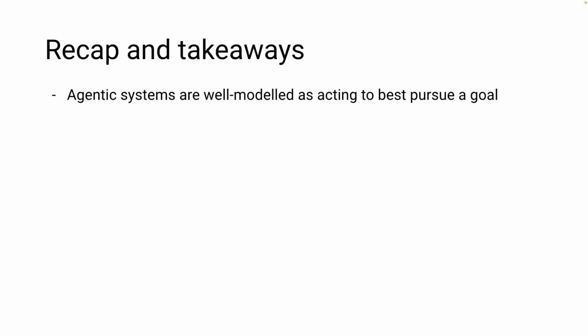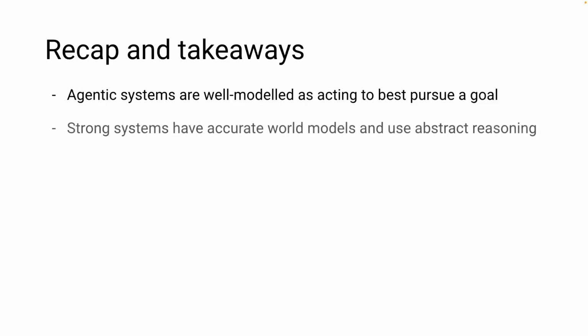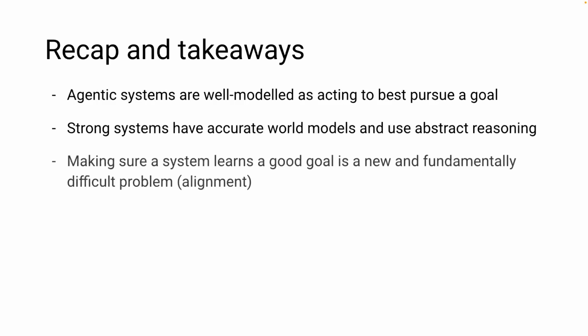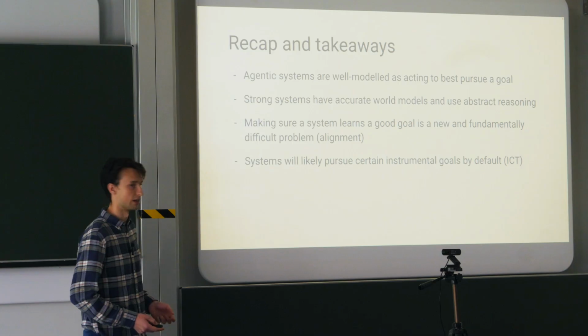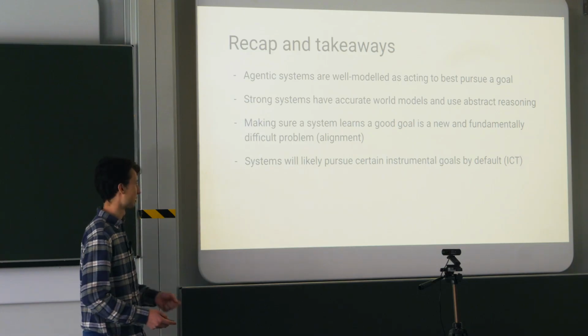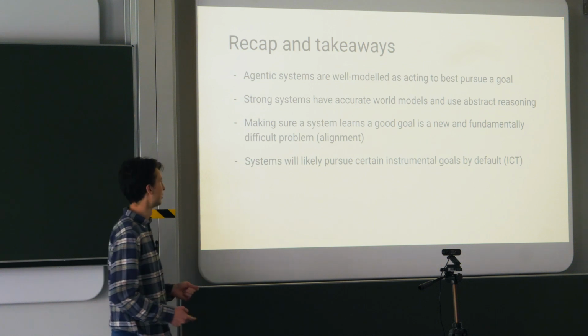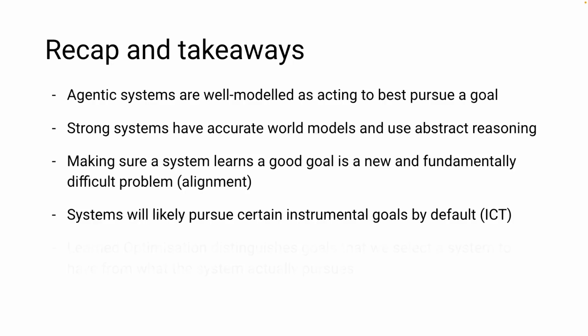I've talked about agentic systems as being well modeled as acting to pursue a goal, and that strong systems have accurate world models and reason abstractly to select the best actions to take them towards that goal. Making sure that the system learns a good goal is a new and fundamentally difficult problem. I'm going to call that problem alignment. And there are certain instrumental goals which many systems will likely pursue by default. That's the instrumental convergence thesis. It's not baked in, but I think this is an important thing to be aware of and a really important concept to understand.